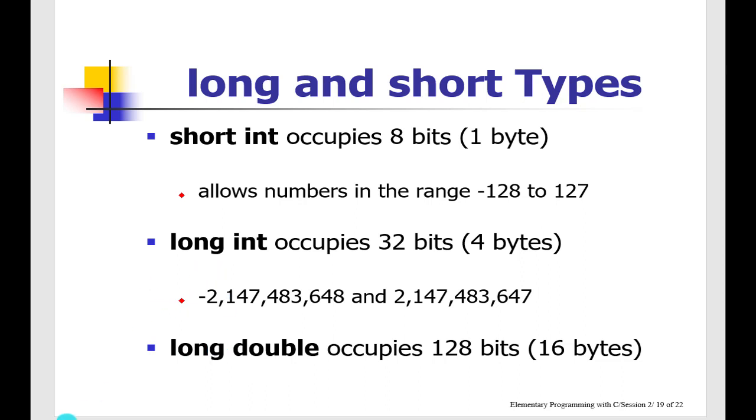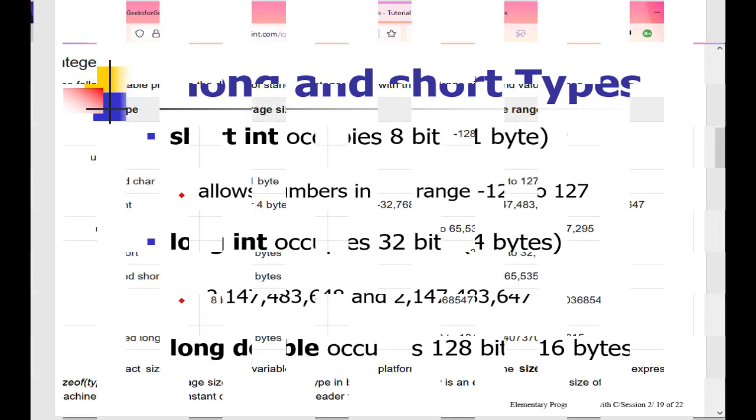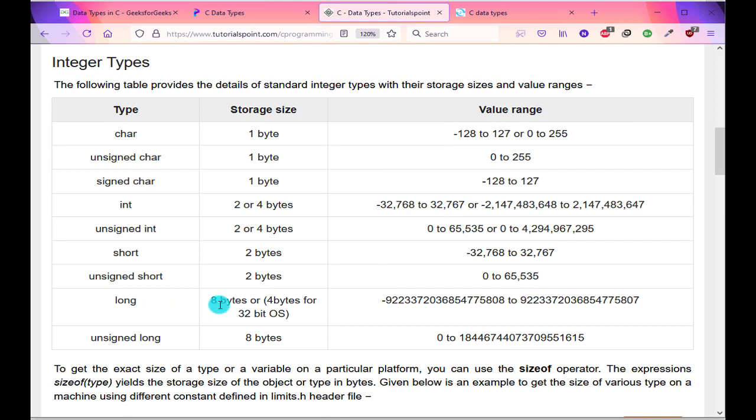So let's go back online and reference that. We have this long, basically 8 bytes, or 4 bytes for a 32-bit OS, and this is the range for a long. And unsigned long basically also takes 8 bytes. Now this is 9 quintillion negative all the way to positive 9 quintillion. Then for unsigned long, we have 0 all the way to 18 quintillion.